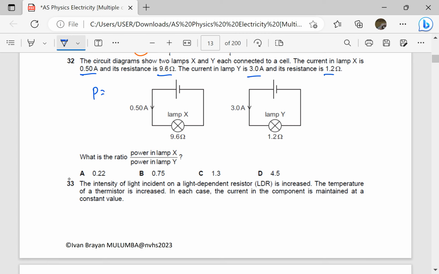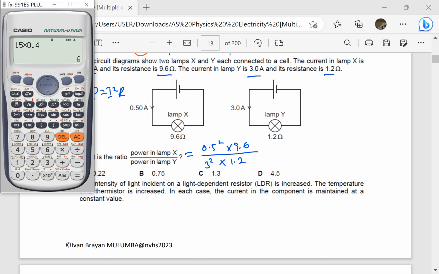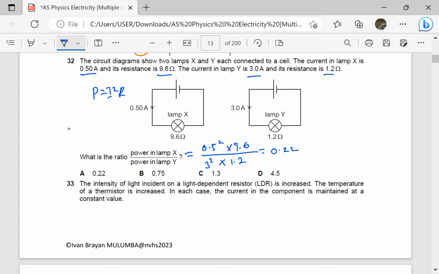So we know that power is equal to I squared times R. So I'll just find the ratio. For X, it is 0.5 squared times 9, divided by, for Y, 3 squared times 1.2. So we press the calculator: 0.5 squared times 9 divided by 9 times 1.2. I just squared the 3, which gives us 0.2222 recurring. So the answer is going to be A.